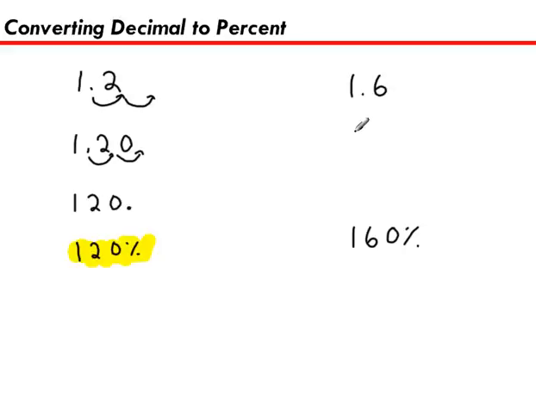And the way I did that, I actually added a 0 as a placeholder so I could slide 2 spots to the right, and I arrive at 160 and a decimal point. And then I just traded in my decimal point for a percent symbol. So 1.6 converted to percent is 160%. Okay.